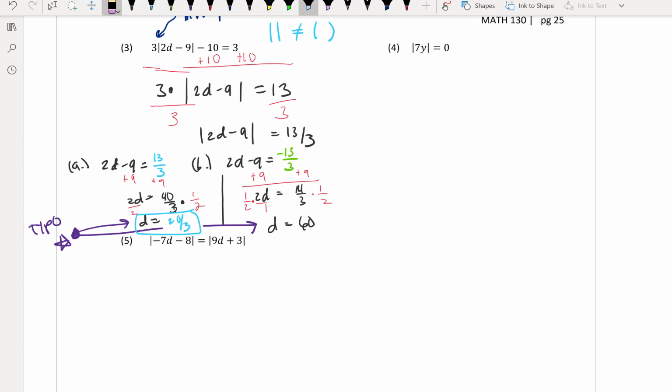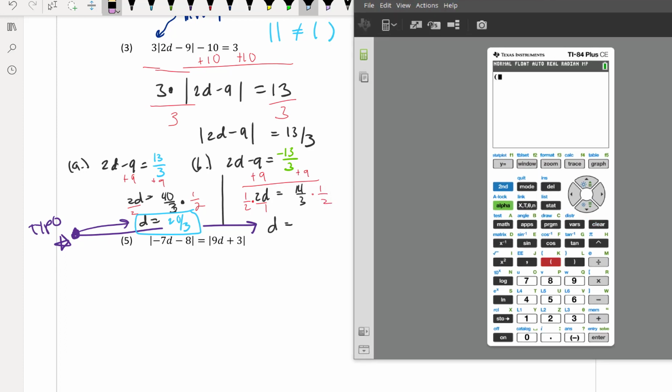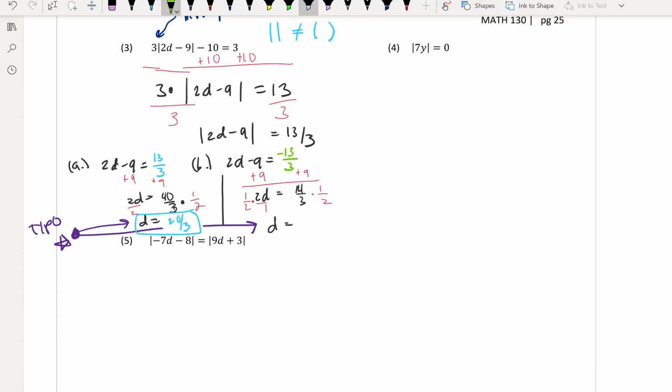Now for my next one, same thing. I'm going to have my calculator. Now I'm going to do the fraction, which is 14 divided by 3, and it's going to be times a 1/2 fraction. And to turn it into a fraction, I go to math, and I press enter twice, and I get 7/3. So I'm going to get my answer as 7/3.